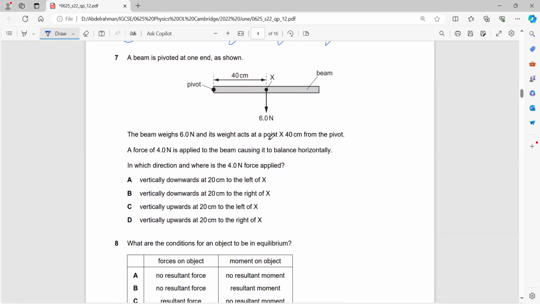Question 7. A beam is pivoted at one end. The beam weighs 6 newtons and acts at a distance of 40 centimeters. A force of 4 newtons is applied, and the beam is balanced. To be very honest, the 4 newton force would definitely be applied upwards, right? The force would definitely be applied upwards.